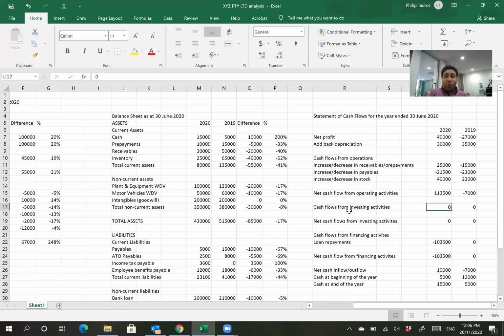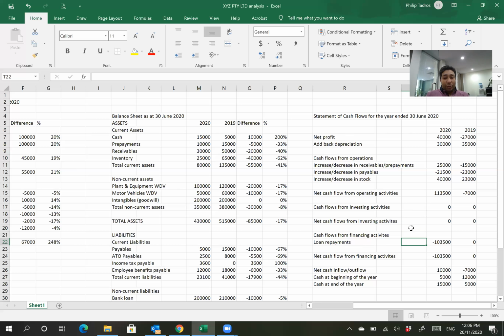If there's a sale of a non-current asset or if there's a purchase of a non-current asset, it's included in the cash flows from investing activities. So investing activities is all about non-current assets. Now we come to the third component of the cash flow statement, which is the cash flows from financing activities.